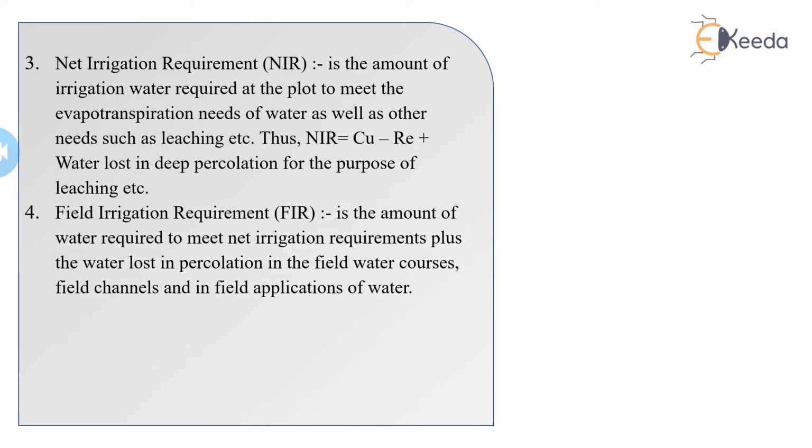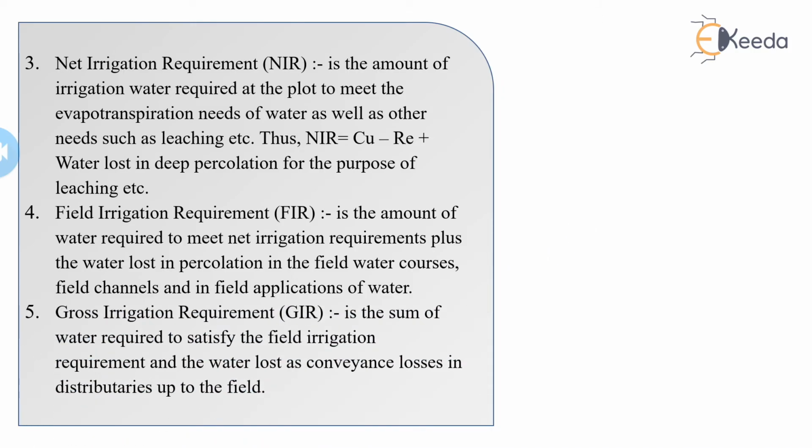Then the field irrigation requirement. It is the amount of water required to meet the net irrigation requirement, plus the water lost in percolation in field water courses, field channels, and field application of water. This is the field irrigation requirement.